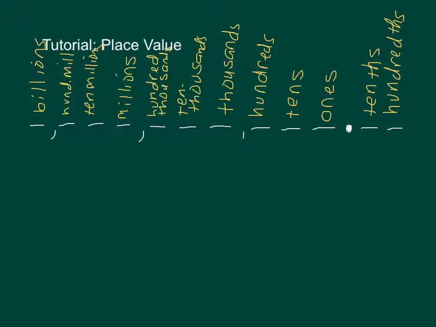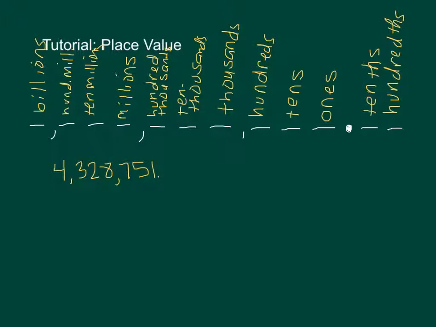It continues. There's the thousandths, 10,000ths, 100,000ths, and on. But I just want you to know these for sure, because our money system uses these place values: tenths and hundredths, dimes and pennies.